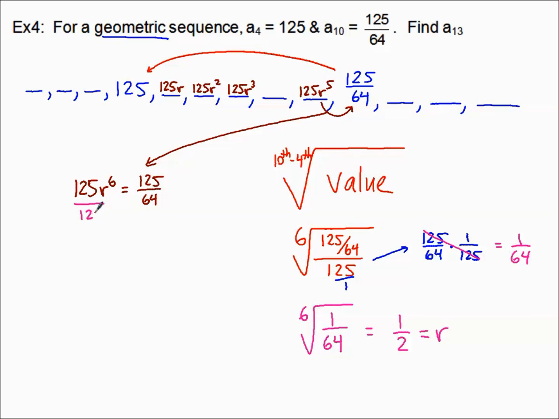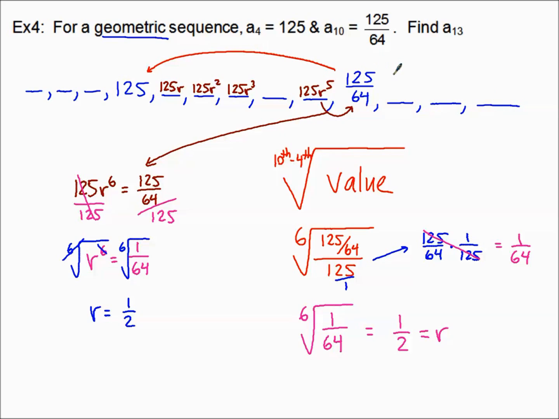The first thing I would do is divide by 125, which is exactly what I did over here in this work. And then I'll have R to the sixth equals 1/64. And then to find R, I would be taking the sixth root of both sides, which is exactly what I did over here. So the sixth root of that would be 1/2. So this is another way that maybe makes more sense for some people to figure out what R is. Okay, so we're not finished. We found R. Let's see if we can continue on and find what a sub 13 is.